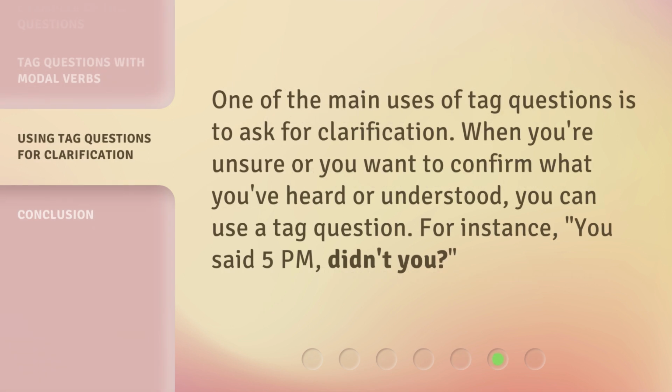One of the main uses of tag questions is to ask for clarification. When you're unsure or you want to confirm what you've heard or understood, you can use a tag question. For instance, you said 5 p.m., didn't you?